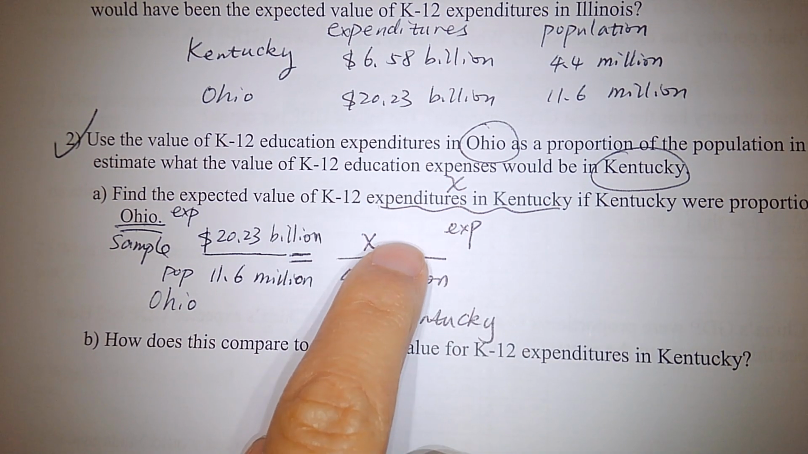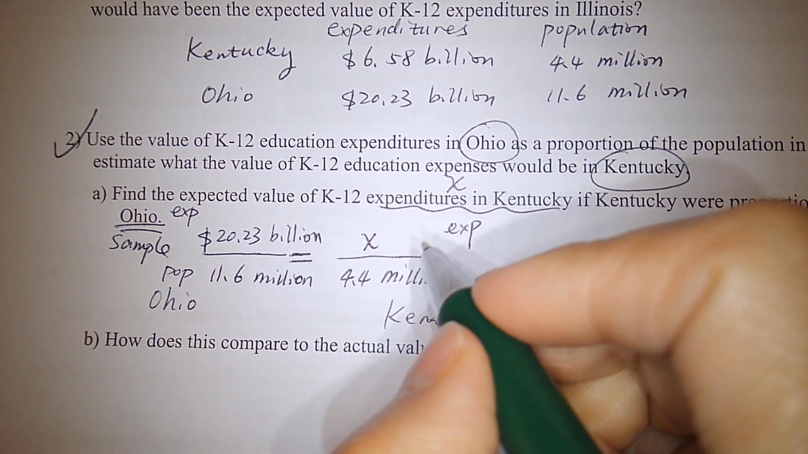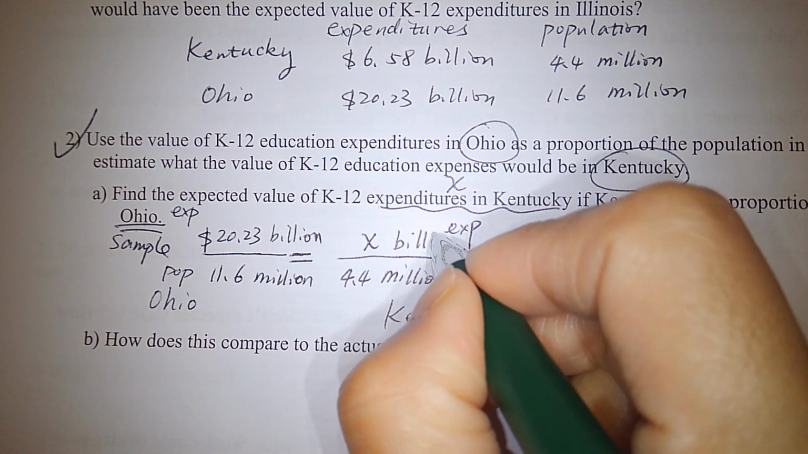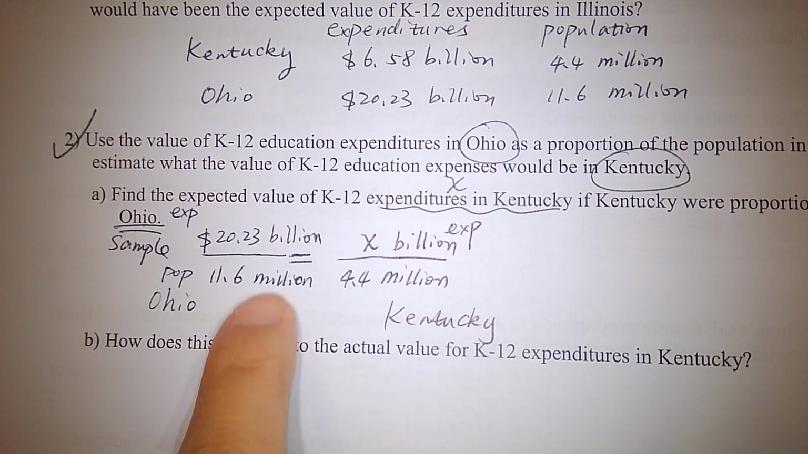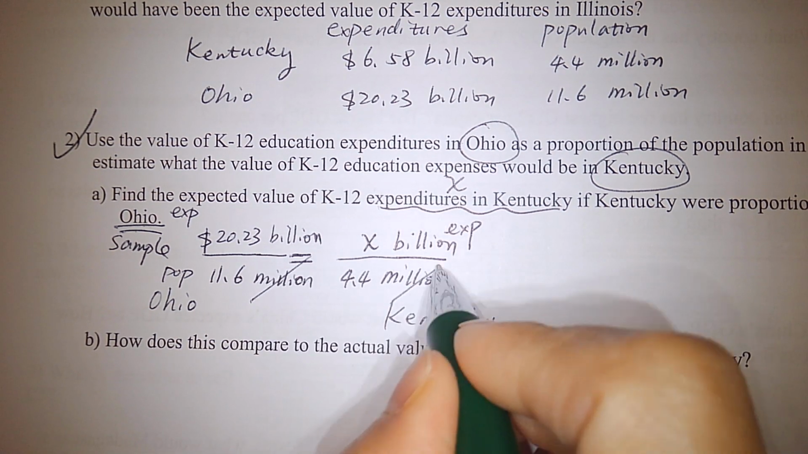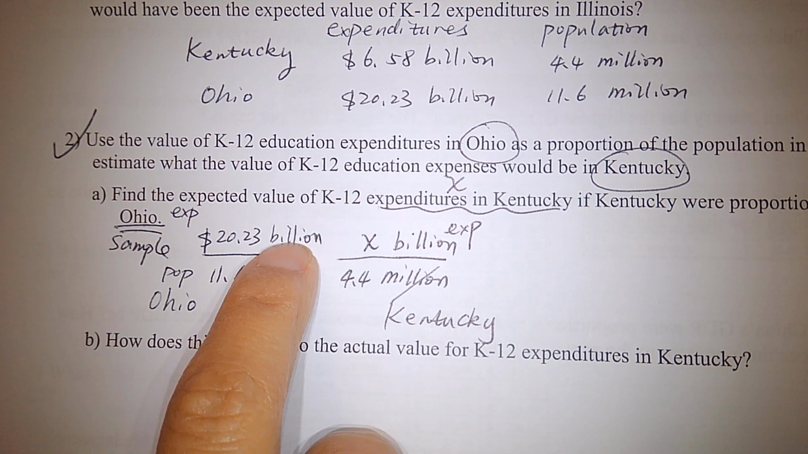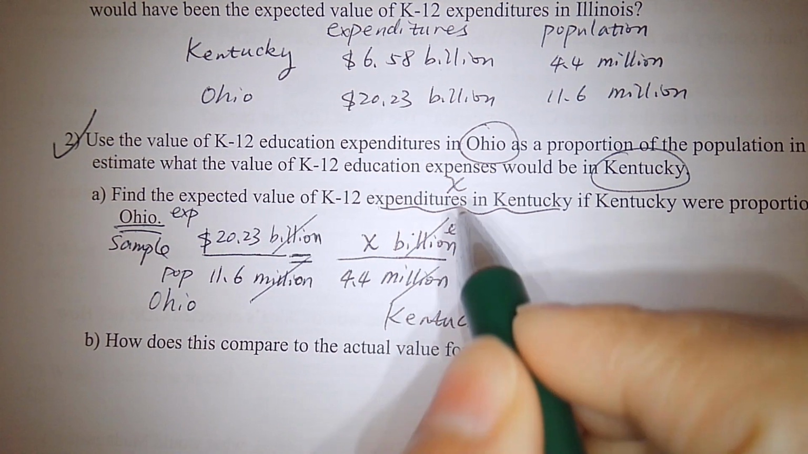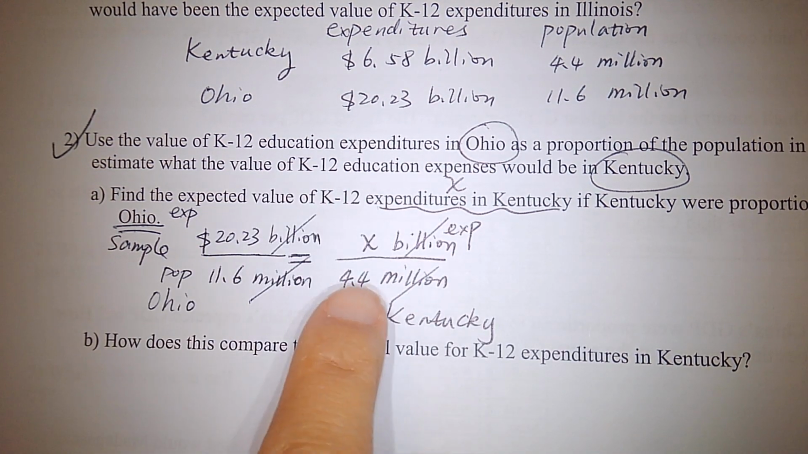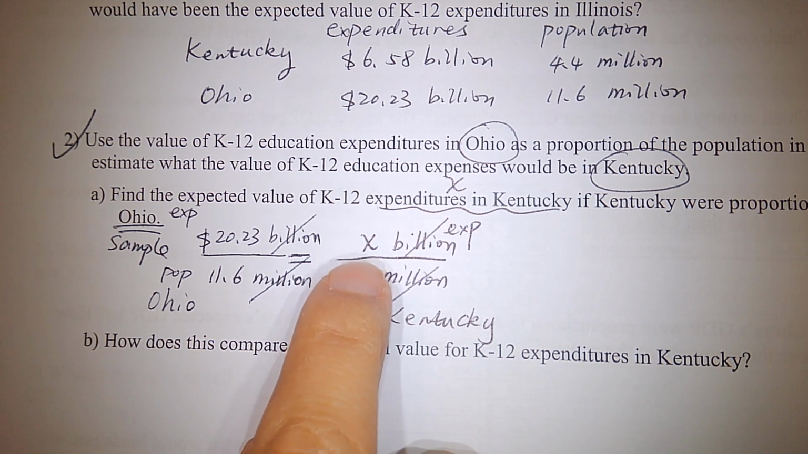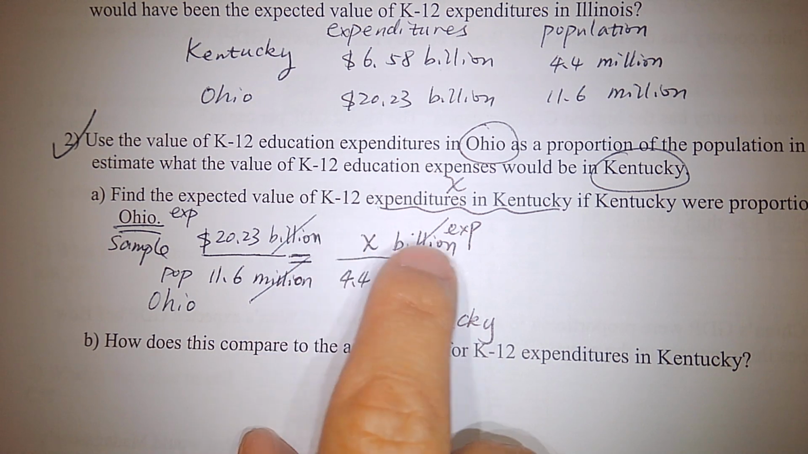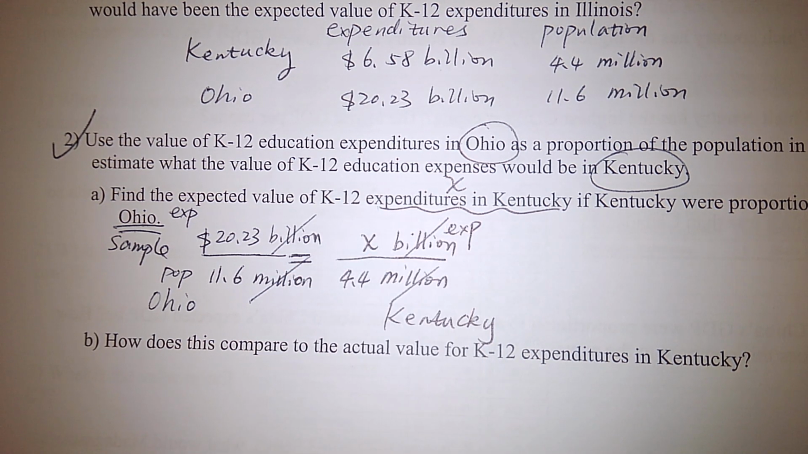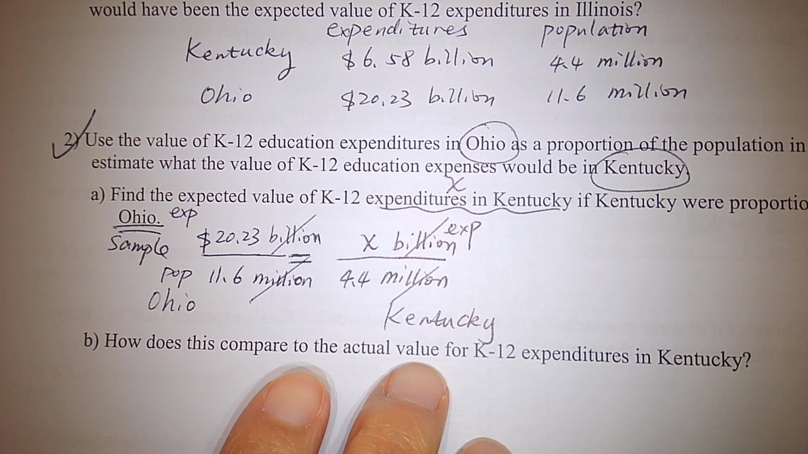Well here, what will be the unit for X? Billion. So on the bottom we have both millions, they cancel out. On the top we have both billions, they cancel out. So when we do the calculation, you don't have to keep the units. That's simpler, and the X value we compute will be in billion. All right, so that's good for the proportion, everybody?